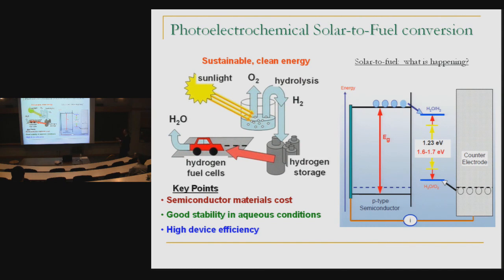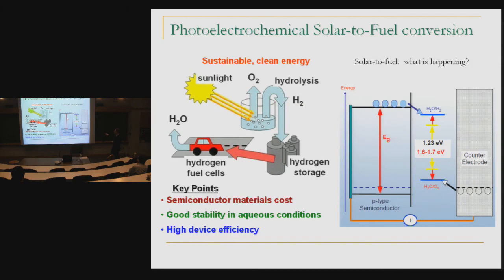Okay, and just to give you a feeling for a physical view of what's going on, the concept of this is not much different than a solar cell. The idea is you're exciting an electron-hole pair, and in this case it's a p-type semiconductor, so the minority carrier is an electron, and that minority carrier goes into solution, as opposed to a solar cell where you're just harvesting that carrier off. In this case, that goes into solution and performs a chemical reaction.